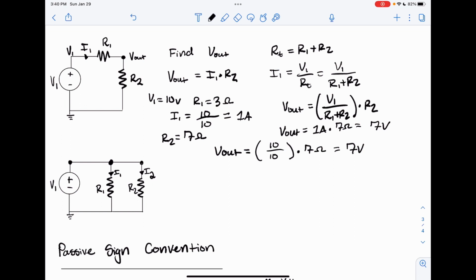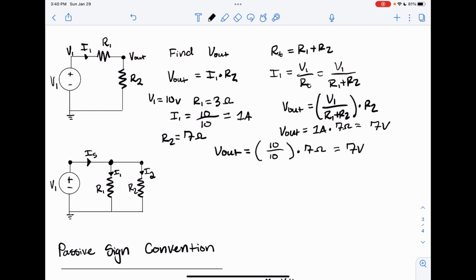Moving down to the current divider, we already know, and we don't need the current divider equation here to find I2, because we have a simpler way to do it. So out here, let's go ahead and define this current as IS. We define currents with arrows here.